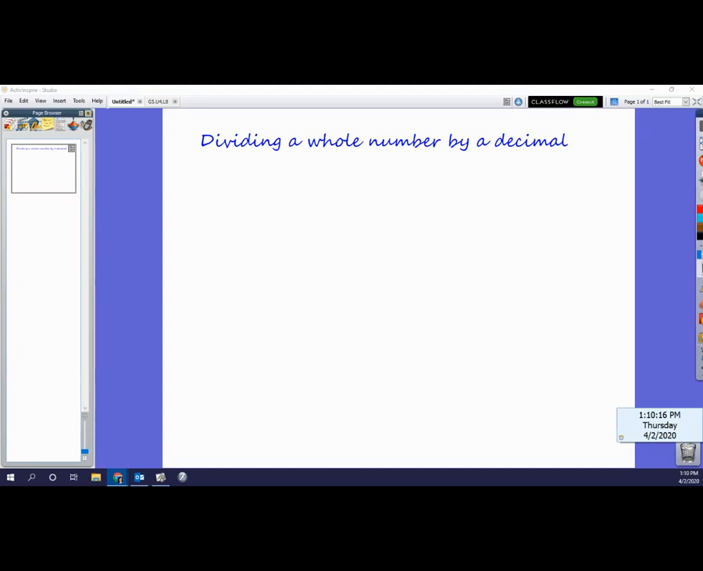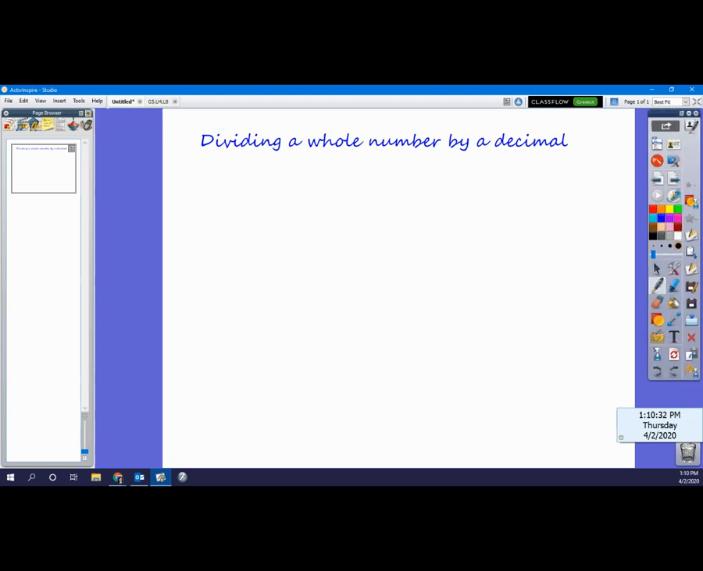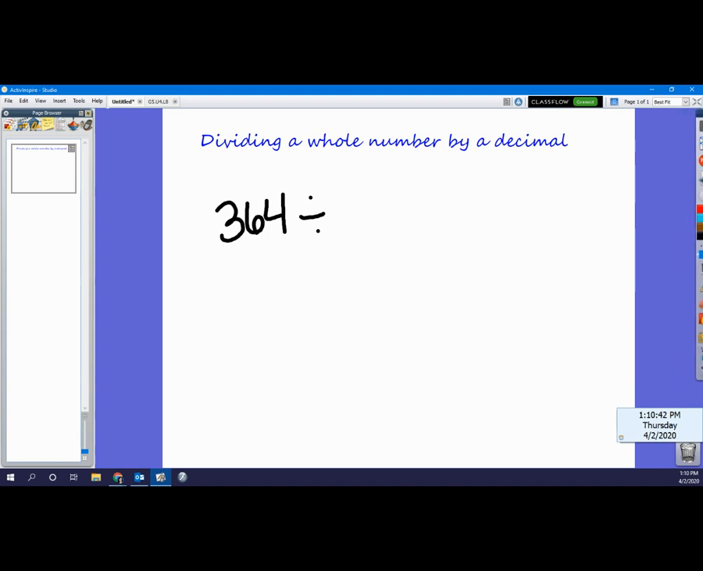All right, now we need to talk about dividing a whole number by a decimal. So this is going to look like our dividend. Our dividend is a whole number, and our divisor is a decimal. So the divisor stays outside.